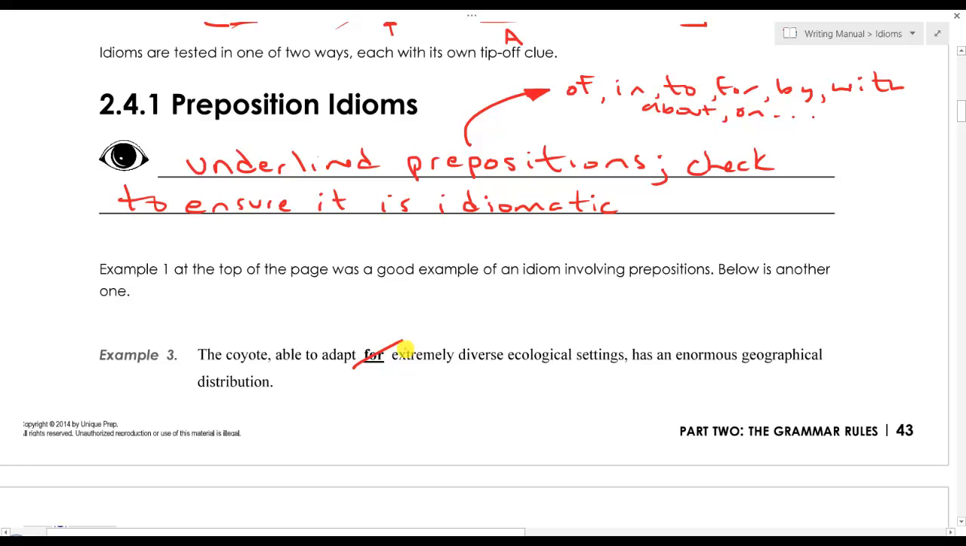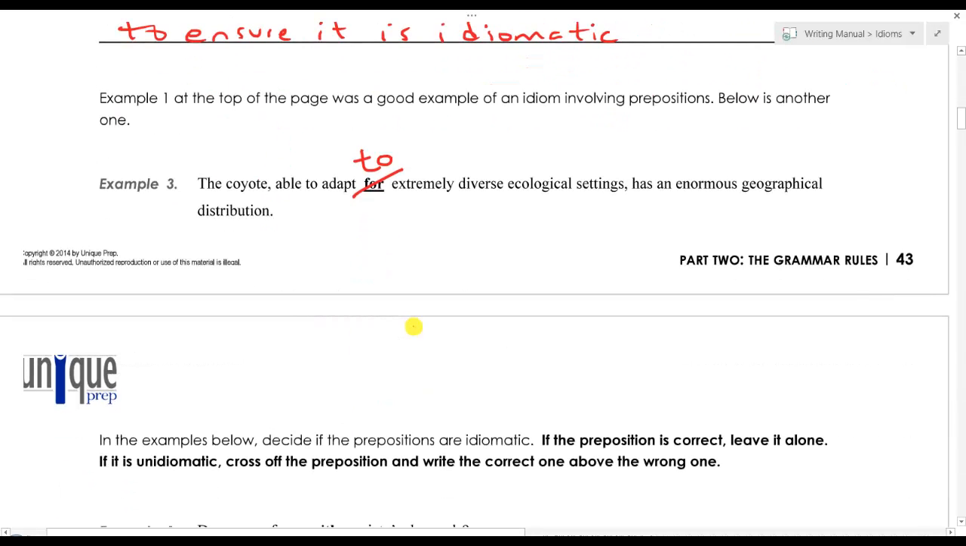This preposition is not the idiomatic preposition for this particular phrasing. We do not say somebody or something is able to adapt for something else. We say someone or something is able to adapt to something else. So the coyote able to adapt to extremely diverse settings. So again, the correct preposition there idiomatically is to and not for.